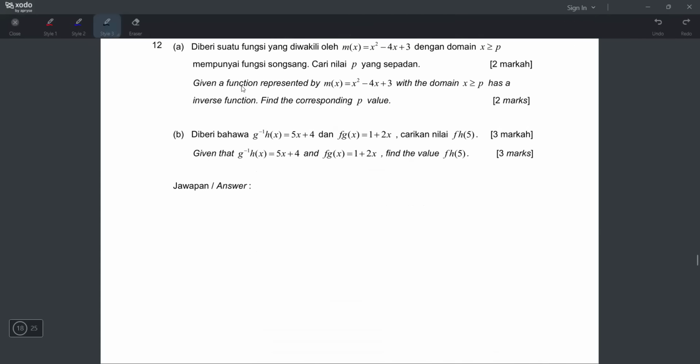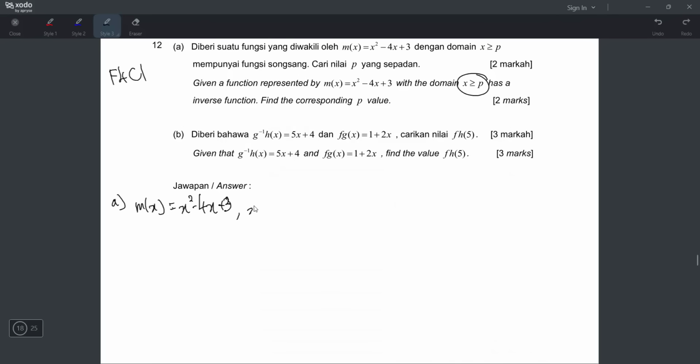Okay, number 12. Okay, I see G inverse, I see H, I see FG, so maybe it's function. But then the A, it was, yeah, from form 4 chapter 1. Fungsi. Function. Okay, let's read. Given a function represented by m(x), okay, I should write this down. This confirm will be important one. x squared minus 4x plus 3, comma, with the domain x bigger equals p.